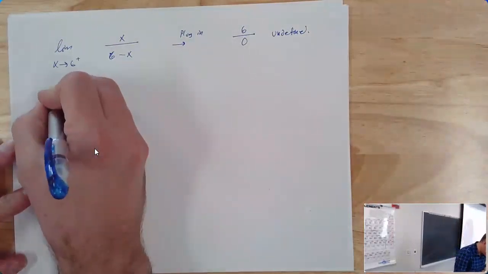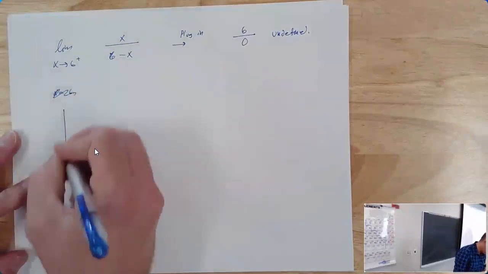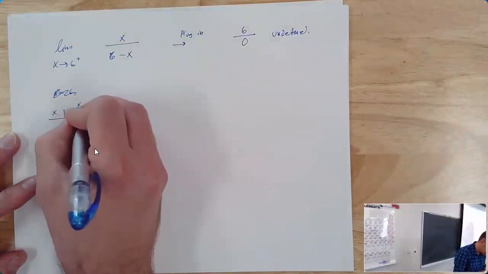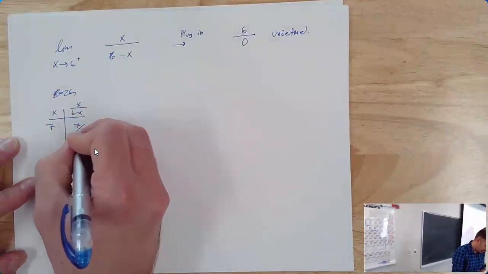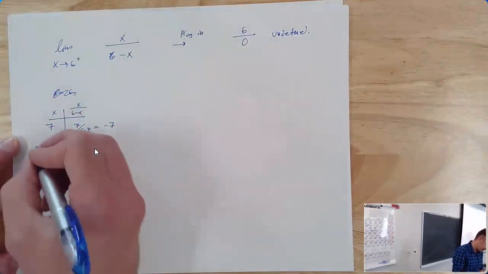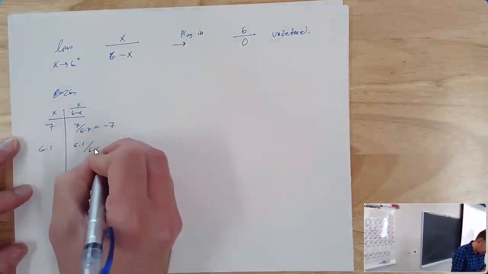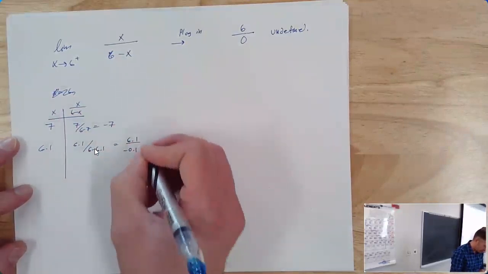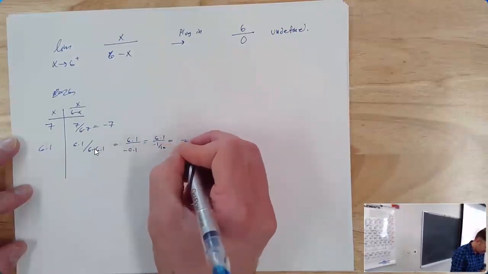You can make a table. Make a little table, my x's and my x over 6 minus x's. So if x was like a little bigger than 6, like 7, I'd get 7 over 6 minus 7, which is 7 over -1. If I get a little closer to 6, like 6.1, I'd have 6.1 divided by 6 minus 6.1, which is 6.1 divided by -0.1, or 6.1 divided by -1/10, which is -61.